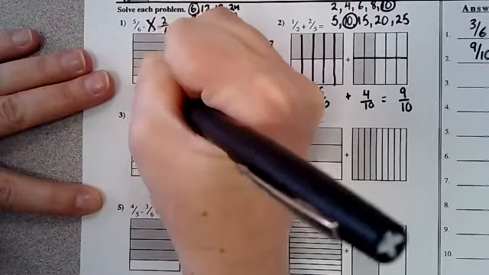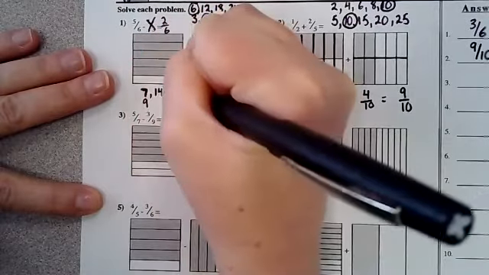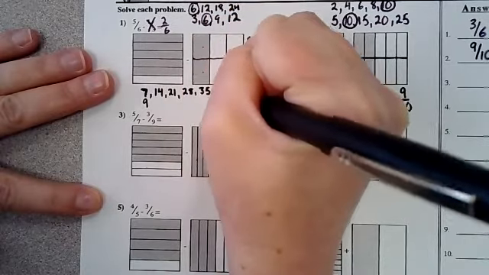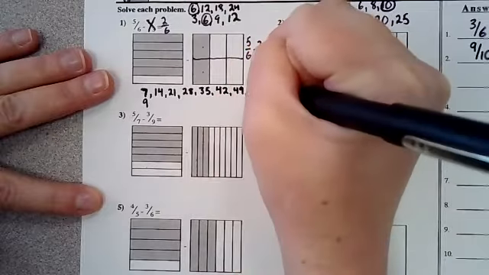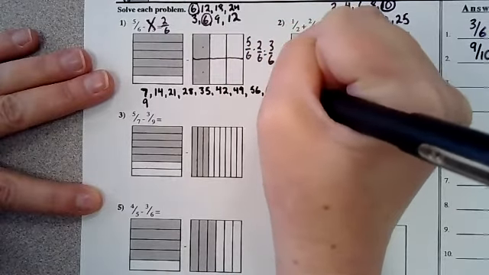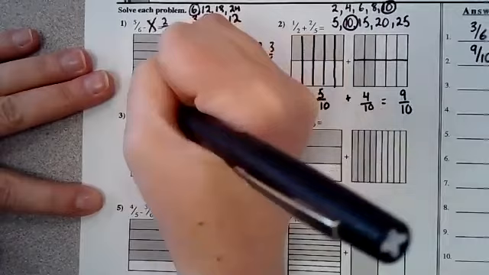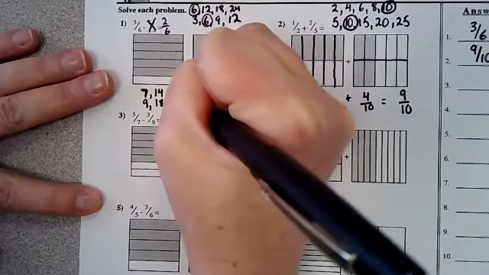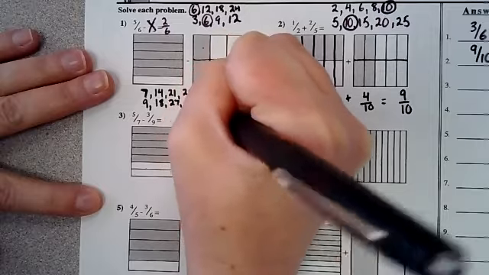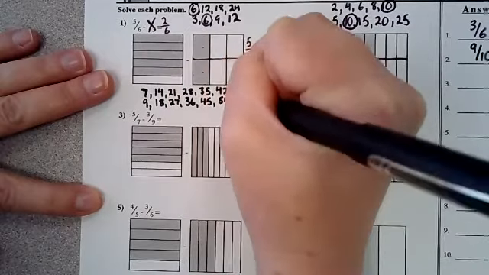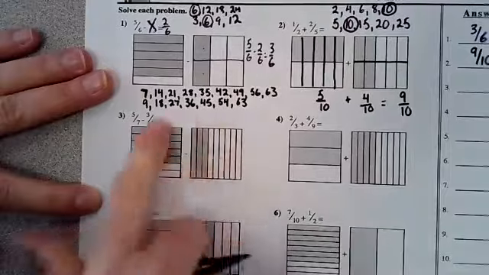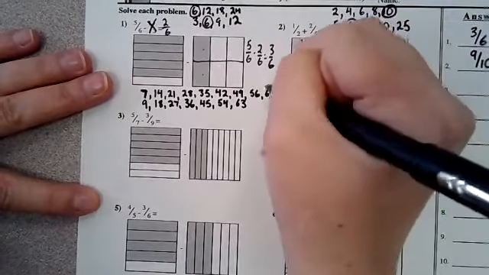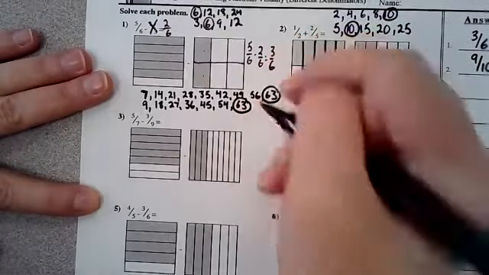So 7, 14, 21, 28, 35, 42, 49, 56, and 63. And then I'm going to list out the multiples of 9: 9, 18, 27, 36, 45, 54, 63. All right, so I am looking for the smallest number that is in both lists. And unfortunately, the smallest number that's in both lists is 63.